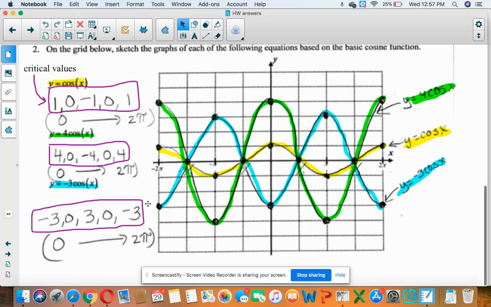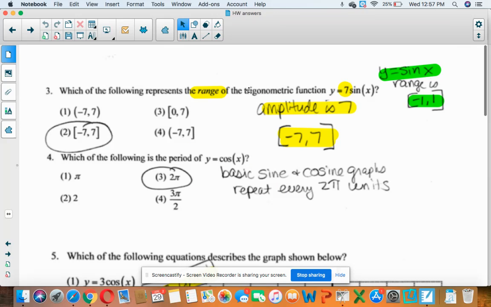Okay? If we look on the next page, I want to know the range of this function y equals 7 sine of x. Y equals sine of x, the range is between -1 and 1. So that is the parent function. That's the range for the regular y equals sine of x. If I have a 7 here, my amplitude is 7, I'm going to multiply that range by 7. So the range for this function would be between -7 and 7. So the 7 in front changes the height, it changes the range, changes the y values.